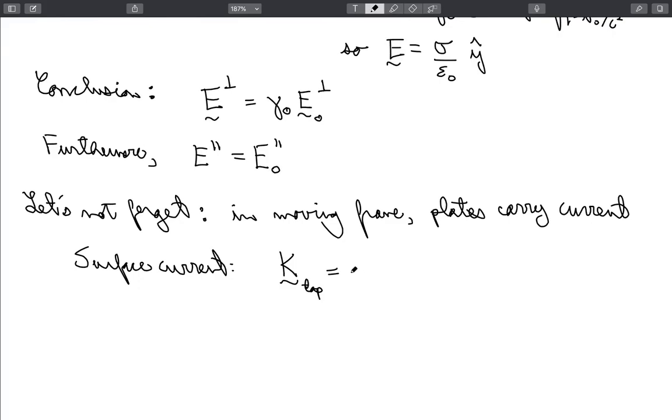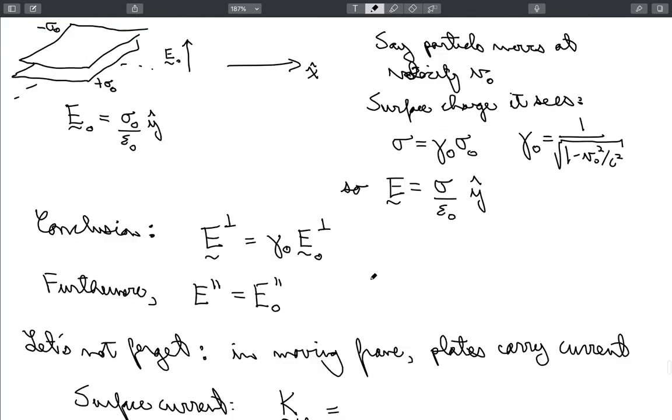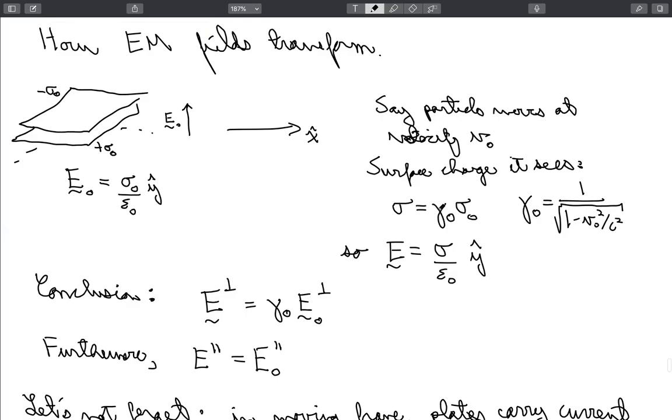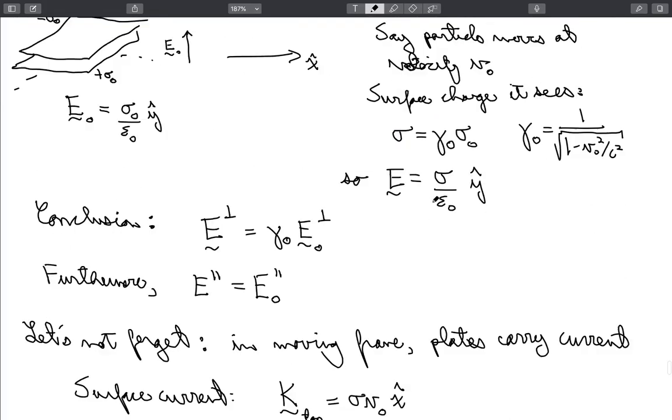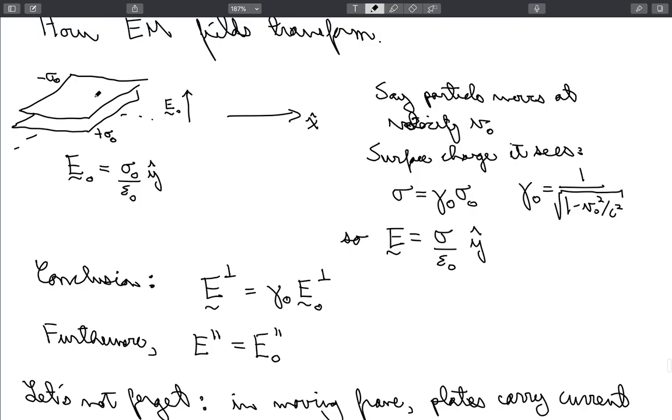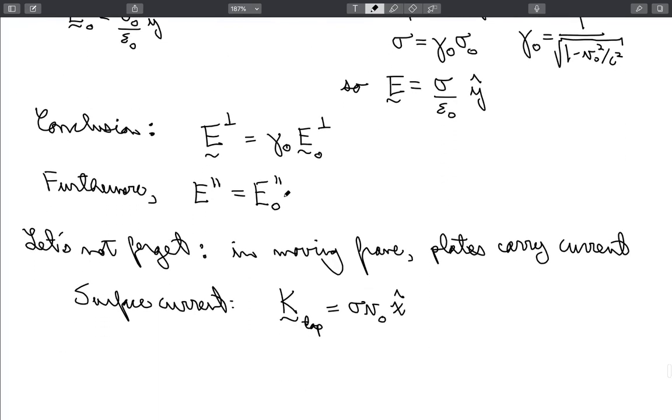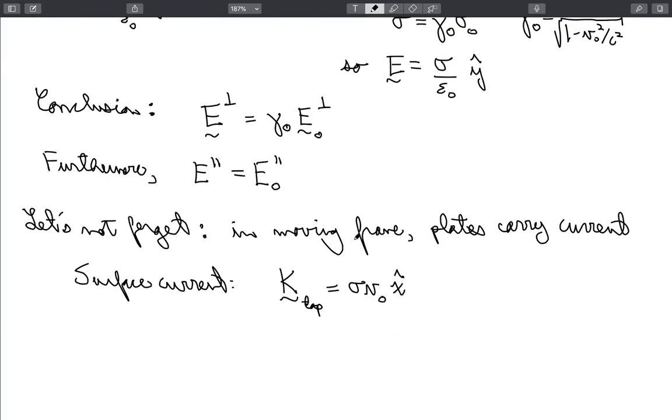Okay, so essentially, and again, because of the Lorentz contraction, the sigma 0 becomes a sigma. So what the particle sees is a current, sigma v0, now in the x hat direction, right? In its direction of motion, because that's from the top plate. So you just have these negative charges moving left, which is like a positive current going up. So that's why you have that here. And on the bottom plate, there would be the same thing, but with a minus sign.